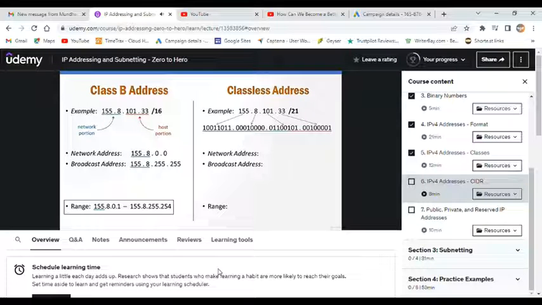So to determine the network address, we need to copy the network portion. So we're going to copy all 21 bits from the beginning of the IP address. Those are the bold numbers. And in the host portion, we're going to switch all the bits from the IP address to zeros. So this is the network portion. We're going to copy the first octet, which is 155, that hasn't changed. And then we're going to copy the second octet, which is 8, and that hasn't changed either. But the third octet has changed.